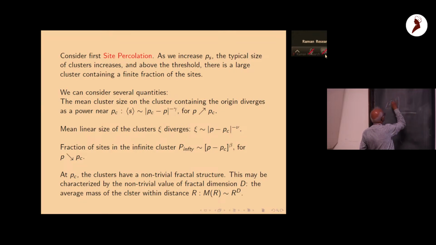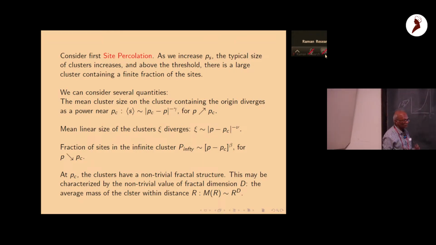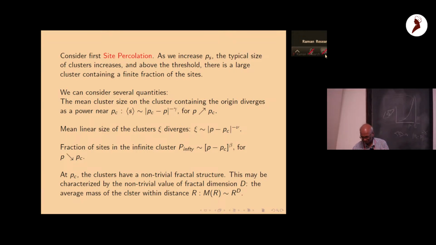Mean cluster size, where the angular brackets denote an average, is a function of P, and we are taking the limit of large lattices. Then this mean cluster size diverges near PC. It turns out this is a power law divergence, so it diverges as PC minus P to the power of something. This is usually called gamma. It's just a symbol, but that's the convention.